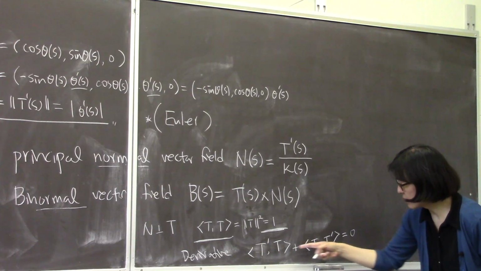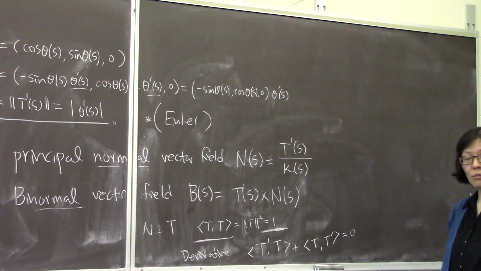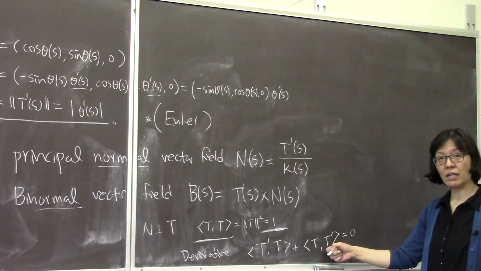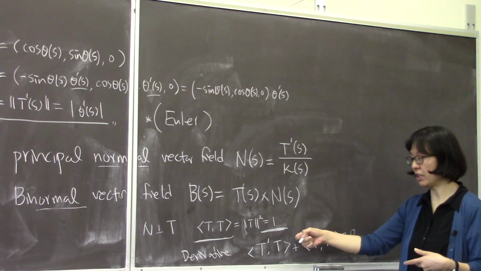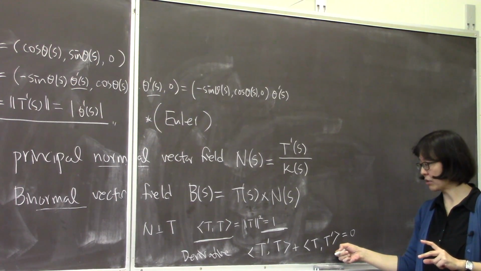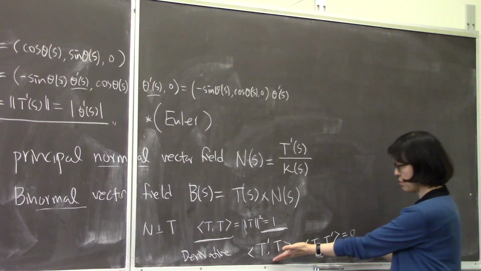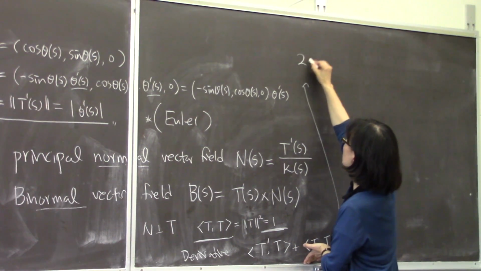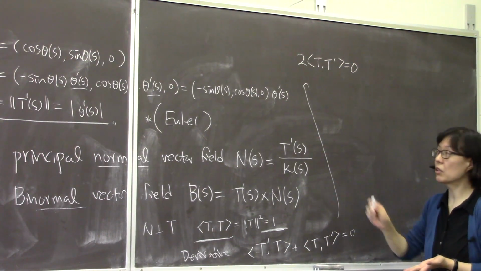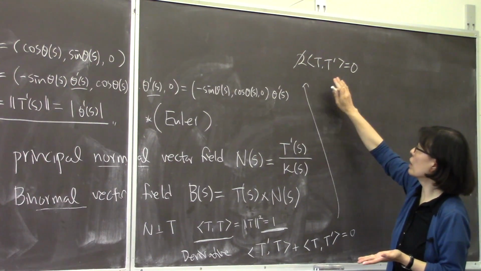Then what is this? The dot product of T and T prime is the same as the dot product of T prime and T. So this is 2 times the dot product of T and T prime, and actually you can ignore the 2. The dot product of T and T prime is 0.